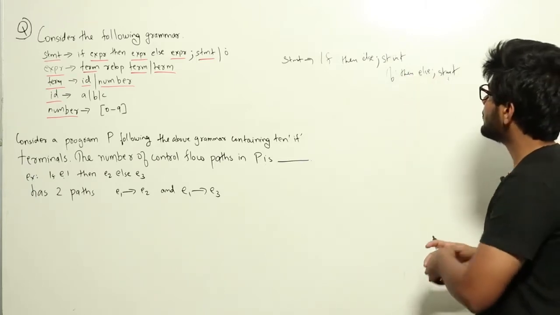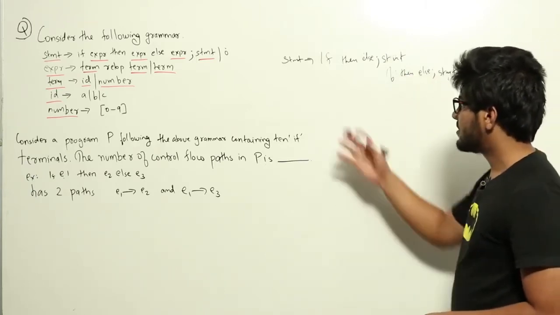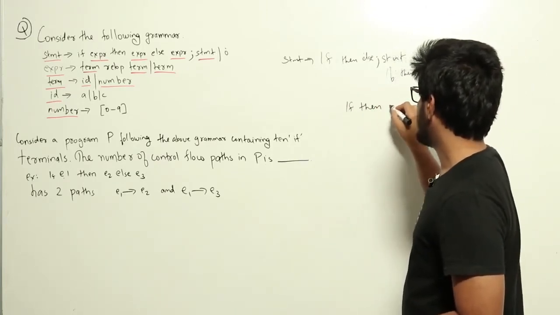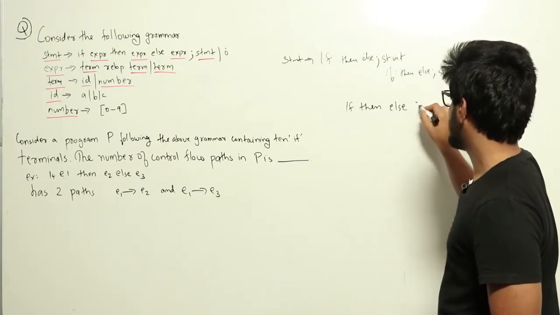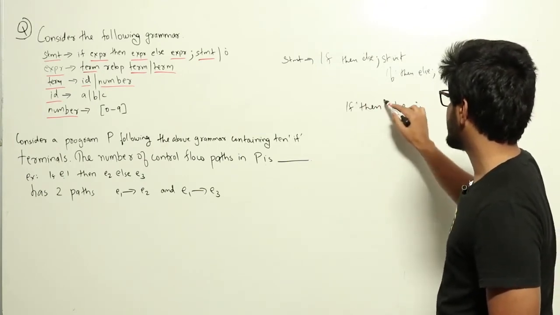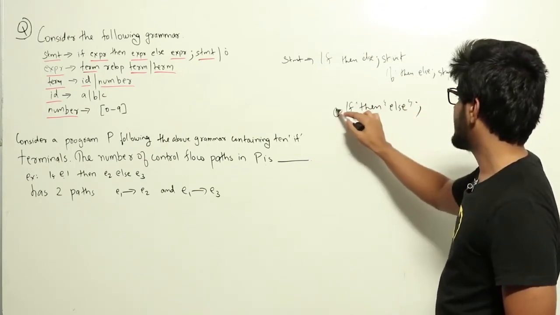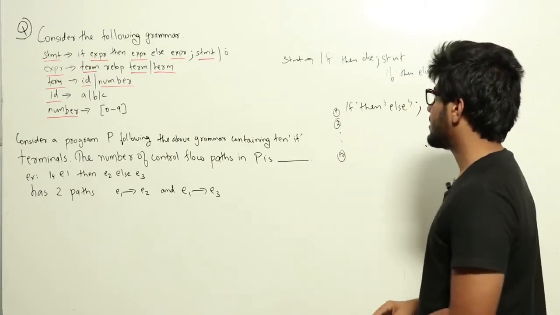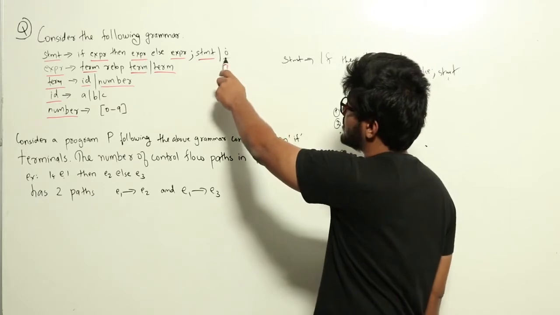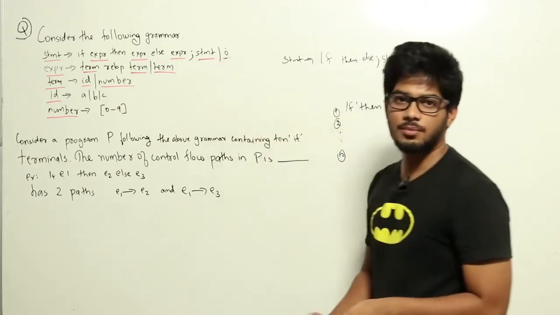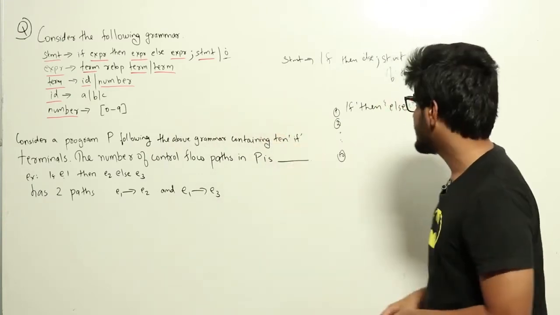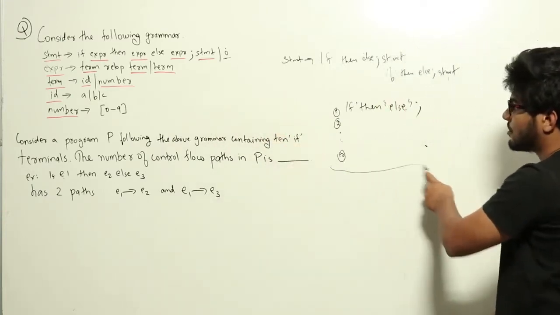So this program, what does it mean? This program is like 10 lines of if then else. There will be expressions in between, expression, expression, expression. Similarly, we have 10 lines like this, and then at the end, there is an empty statement. That was given in the question, but I just didn't write it because the text was large. So our program looks like this.